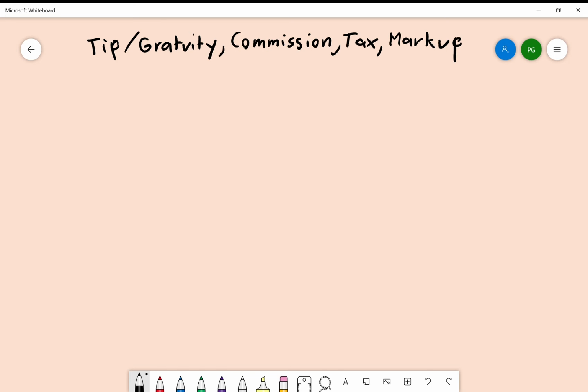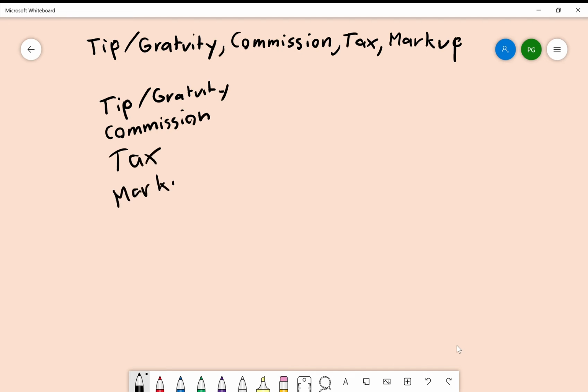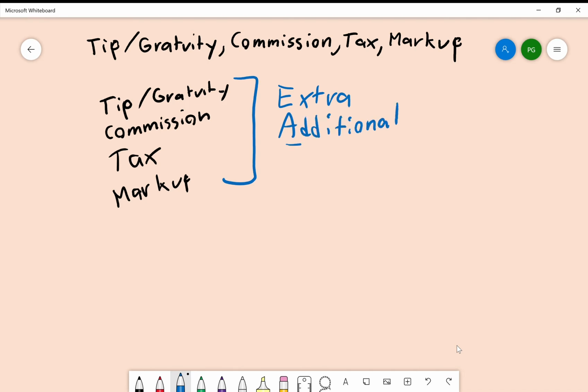Hello everyone. So, a brief summary of tip, gratuity, commission, tax, and markup. All of these are calculating something extra, something additional. And the clue is in the name: add, additional. They represent things that you're adding.